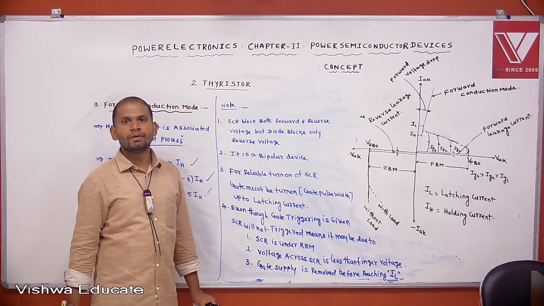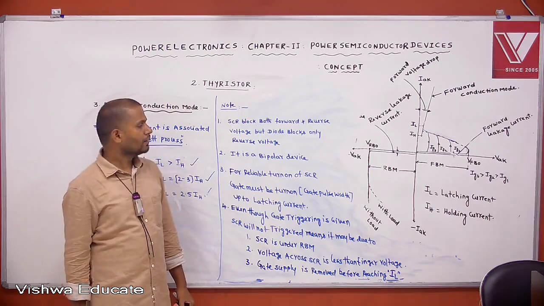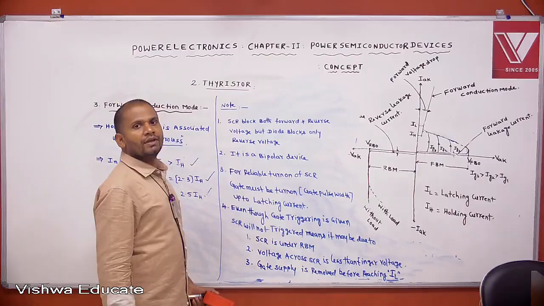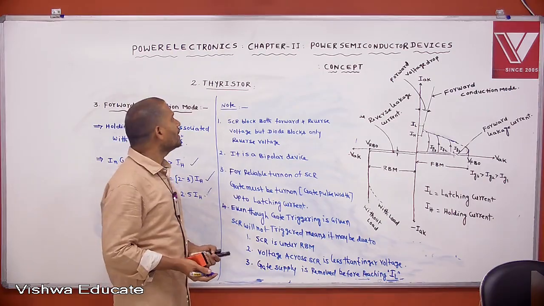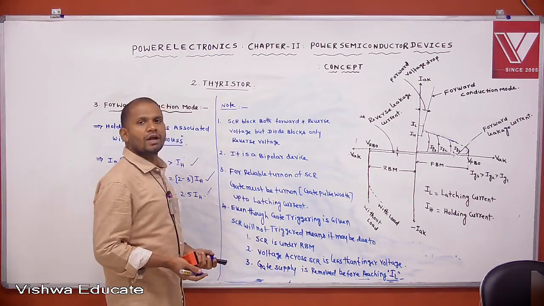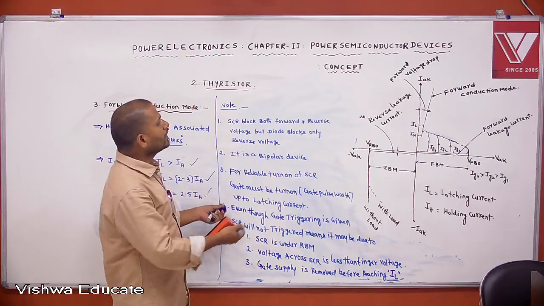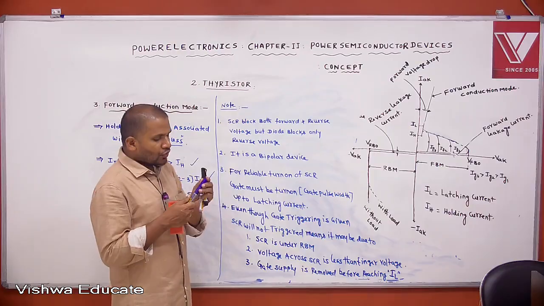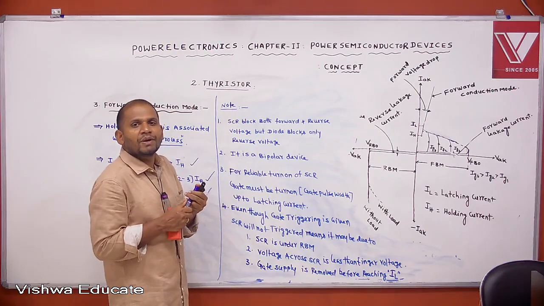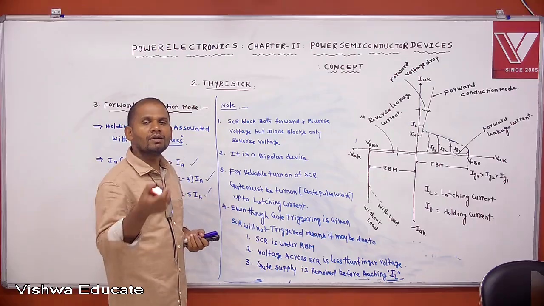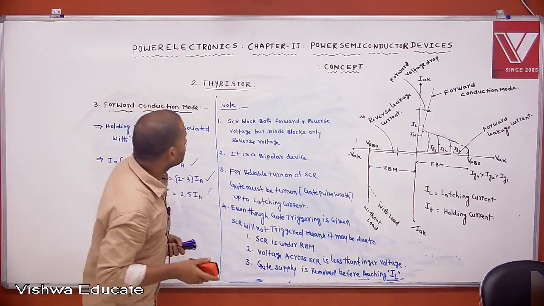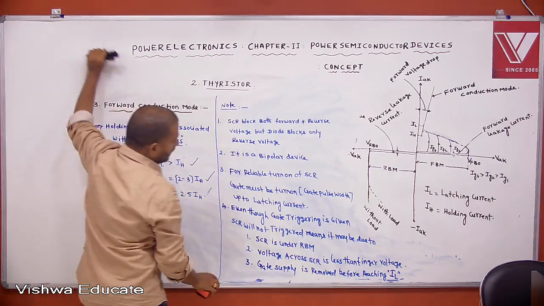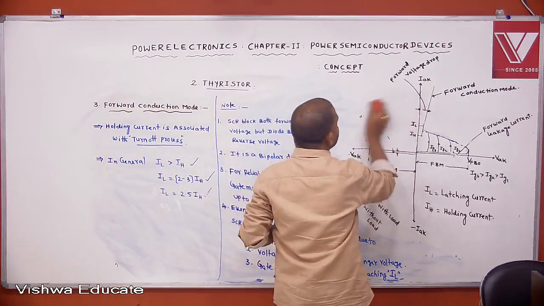Clear? Understood? Okay. This was about static VI characteristics of an SCR. With this one concept in thyristor, starting I gave some introduction, then these are the static VI characteristics of SCR. Then you go for another concept with respect to SCR, that is the turn on methods of SCR. This you concentrate.